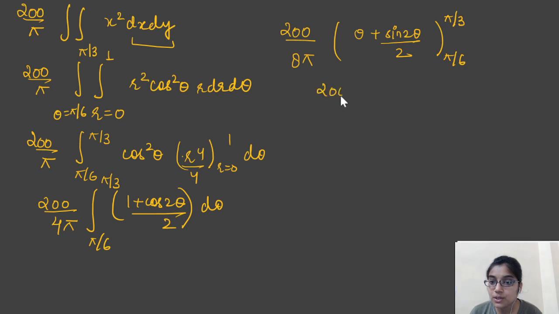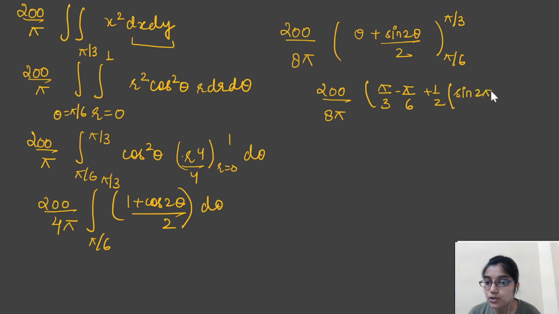So this is going to be 200 by 8 pi. Then we got pi by 3 minus pi by 6. Here, once we keep pi by 3, we'll get sin 2 pi by 3 minus, keeping here pi by 6, we'll get sin pi by 3, because 2 will cancel 6 by 3.